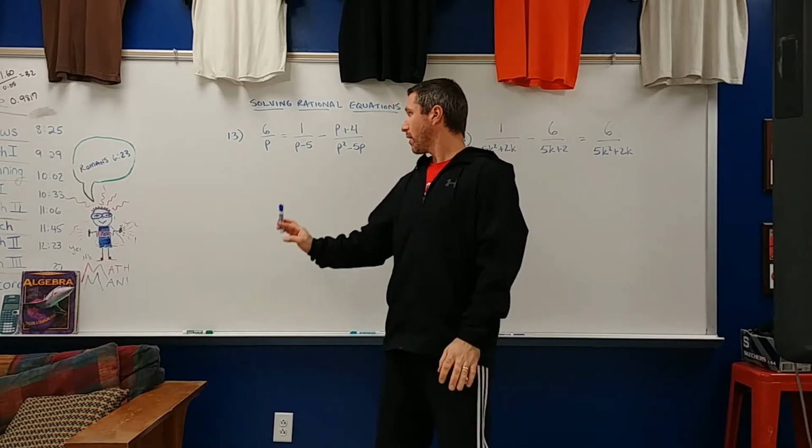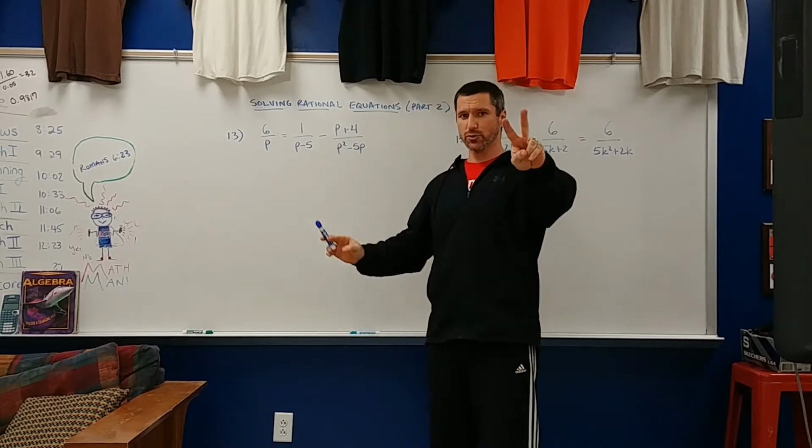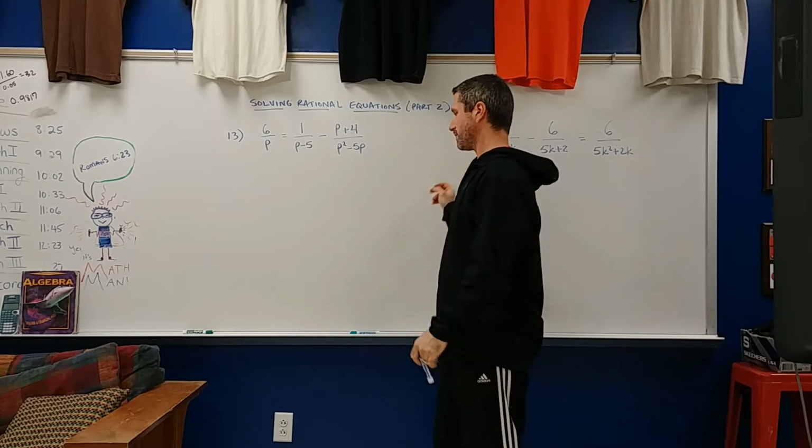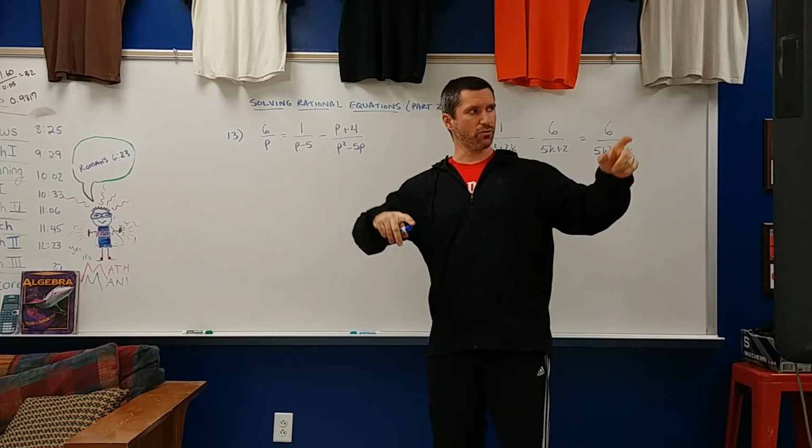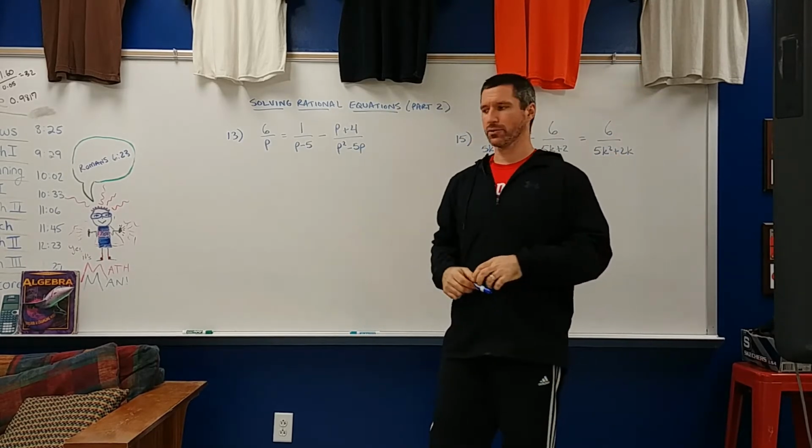Got it. Solving rational equations, part 2. Here we go. This is numbers 13, 15, and 17 over there. Let's take a look at what we got.